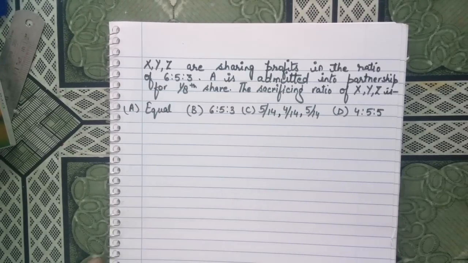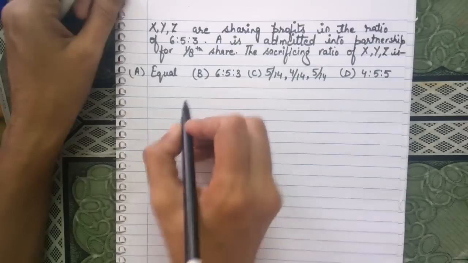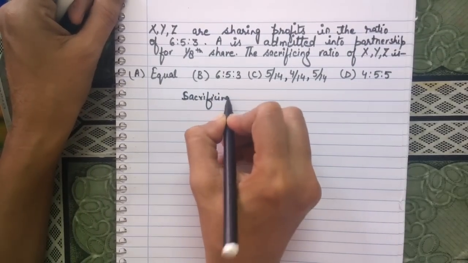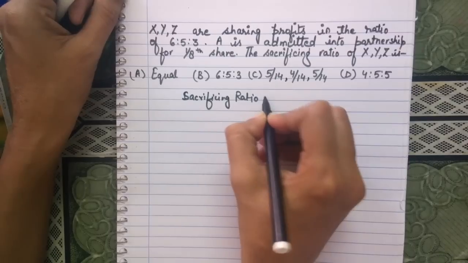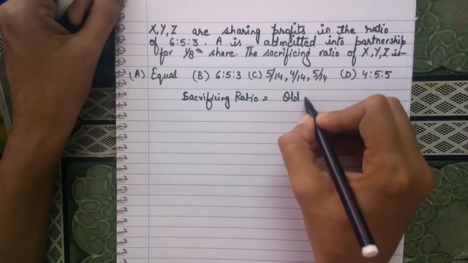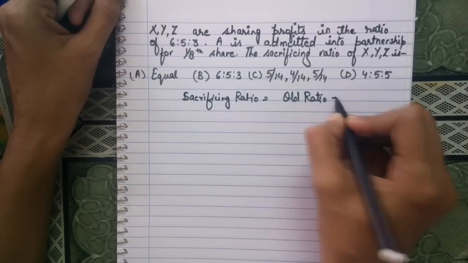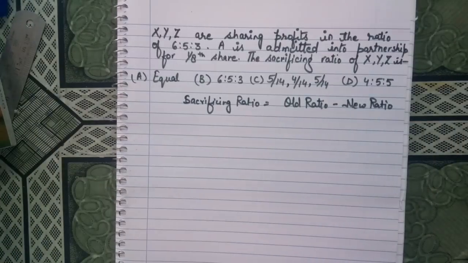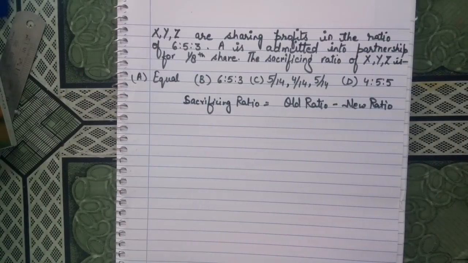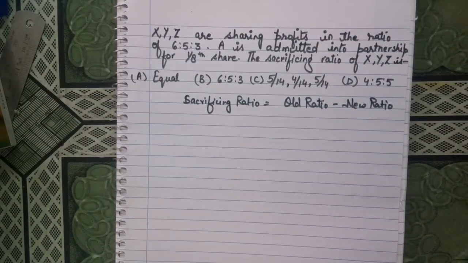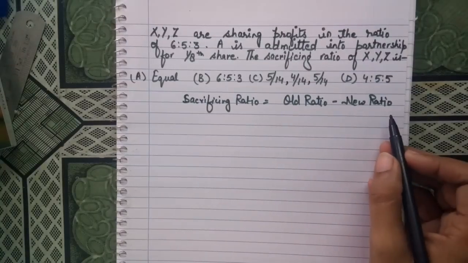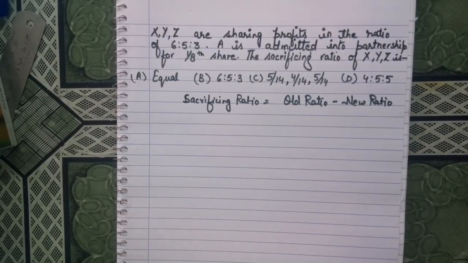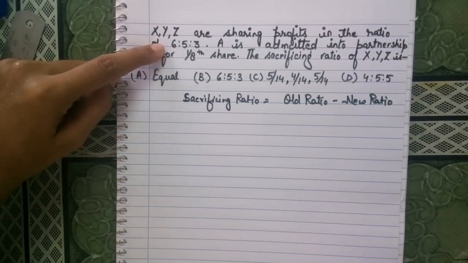So first of all, we should know what the sacrificing ratio is. Sacrificing ratio is equal to old ratio minus new ratio. So what we should know before calculating the sacrificing ratio is the old ratio and new ratio of the existing partners, or the old partners. The old ratio is given as 6 is to 5 is to 3.